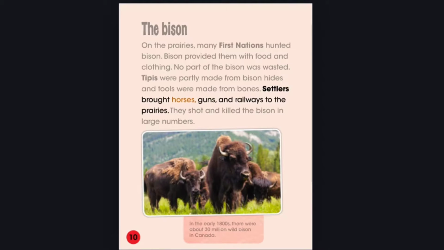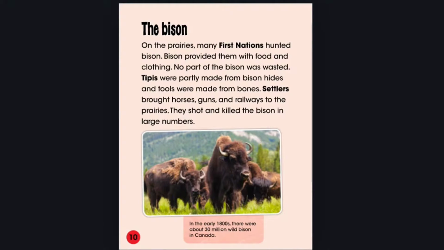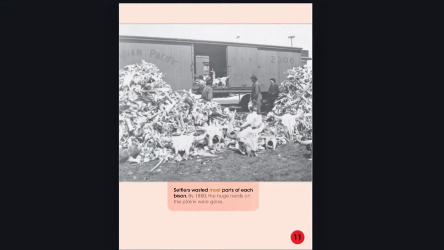Settlers brought horses, guns, and railways to the prairies. They shot and killed the bison in large numbers. In the early 1800s, there were about 30 million wild bison in Canada. Settlers wasted most parts of each bison. By 1880, the huge herds on the plains were gone.